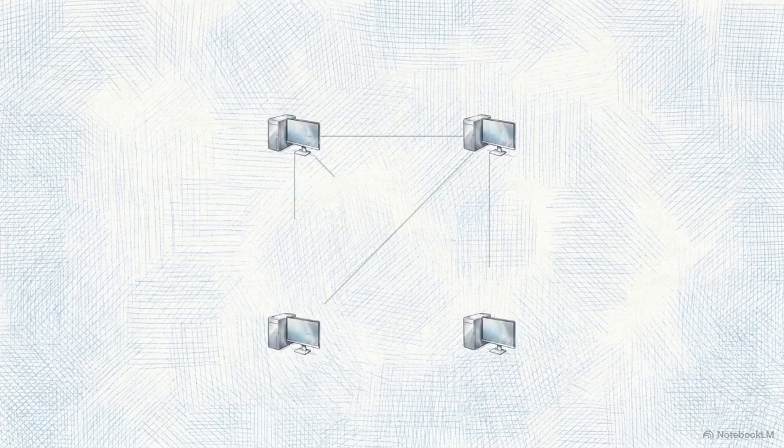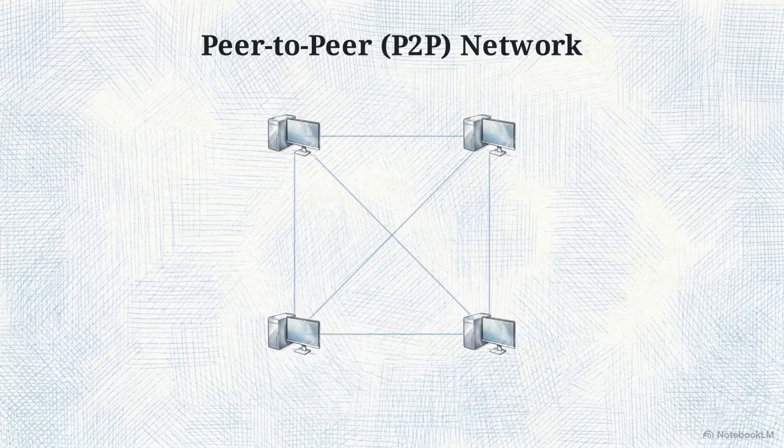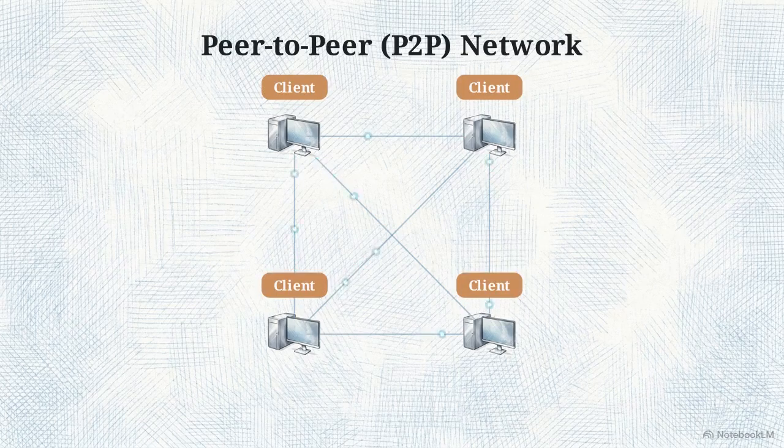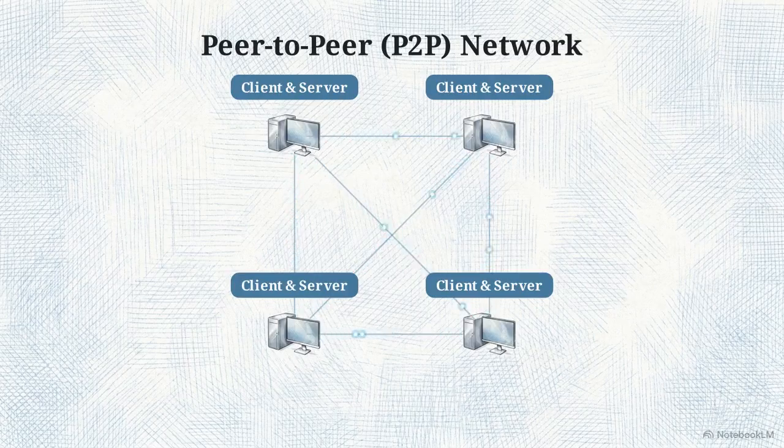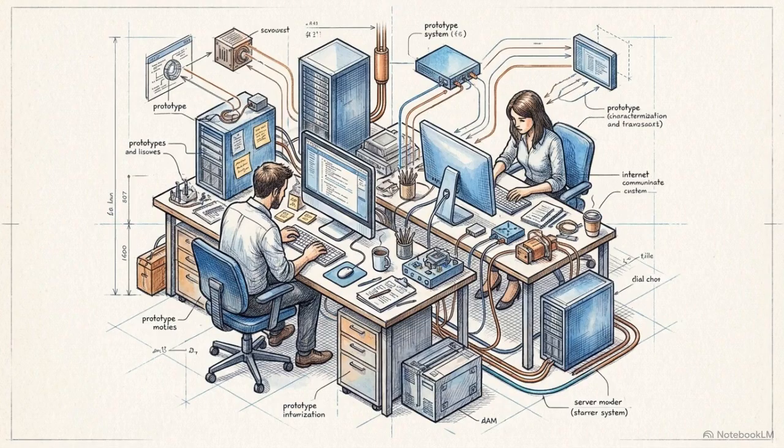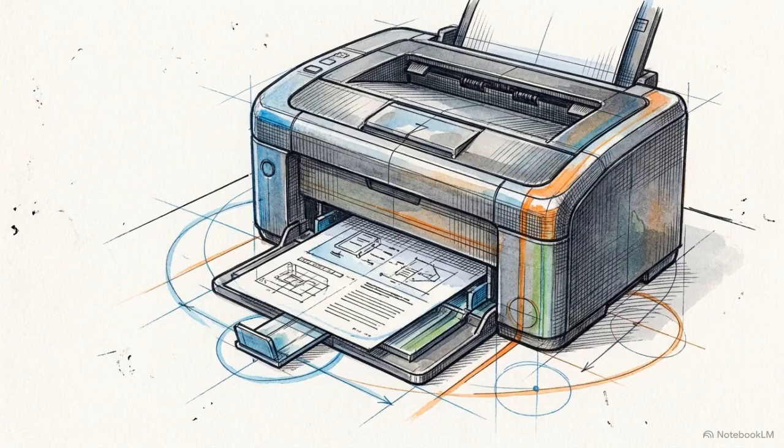If you connect a few computers together without a dedicated server, you create a peer-to-peer or P2P network. In this setup, every device functions as both a client and a server simultaneously. This design has its uses. It is inexpensive, highly accessible to set up, and requires no dedicated server hardware. It works well for simple tasks like sharing a printer in a small office.